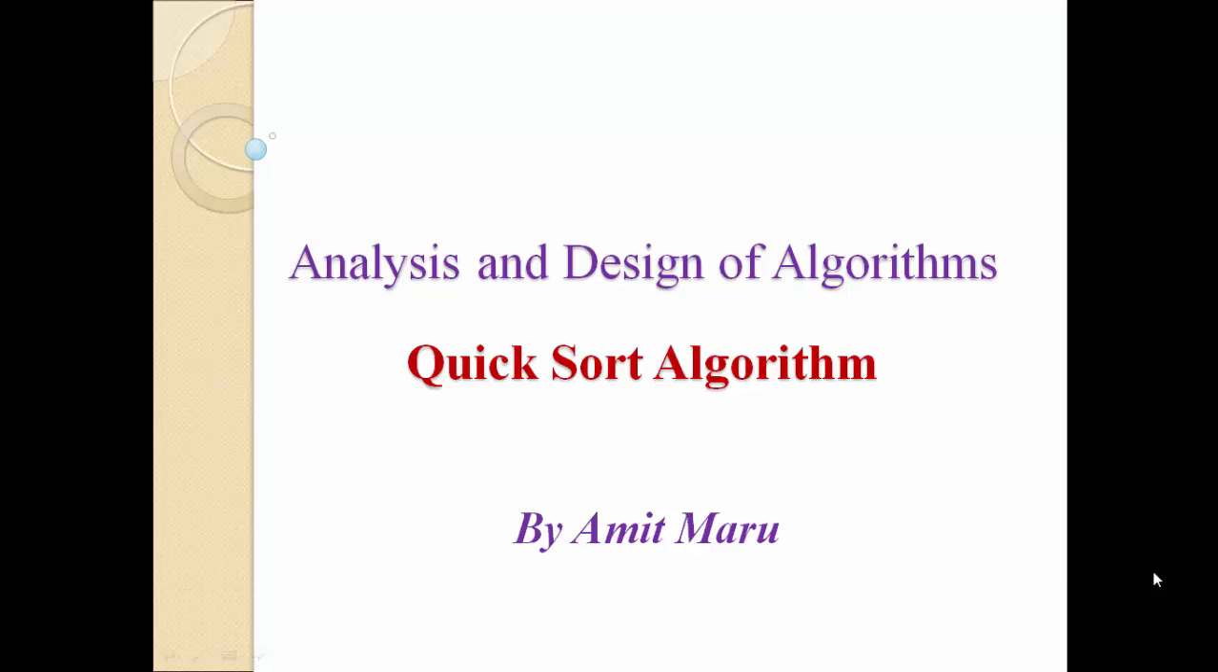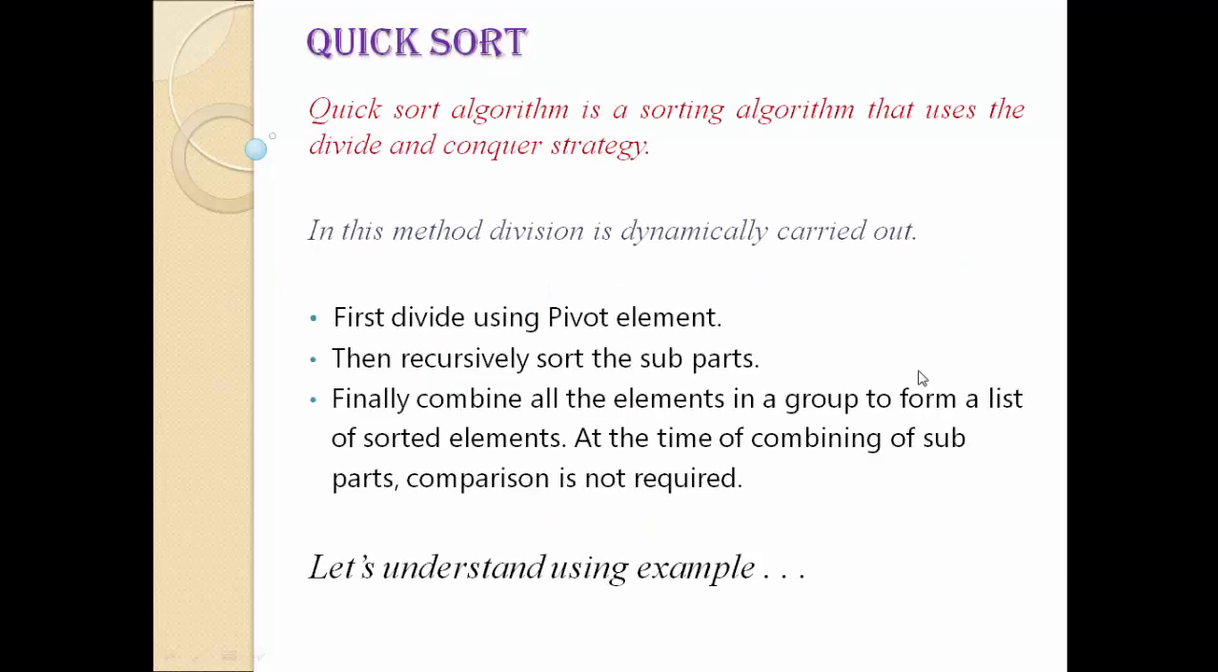Quicksort algorithm is one example of a divide and conquer strategy. So let us discuss what quicksort is and how we can sort a list of numbers into ascending order by using quicksort. As I said, quicksort is basically a sorting algorithm to sort a list of numbers into ascending order, and it uses the divide and conquer strategy.